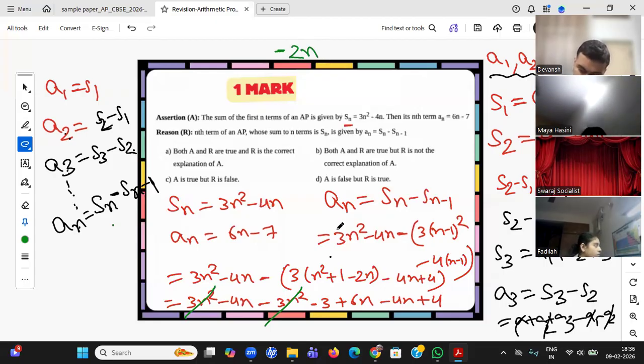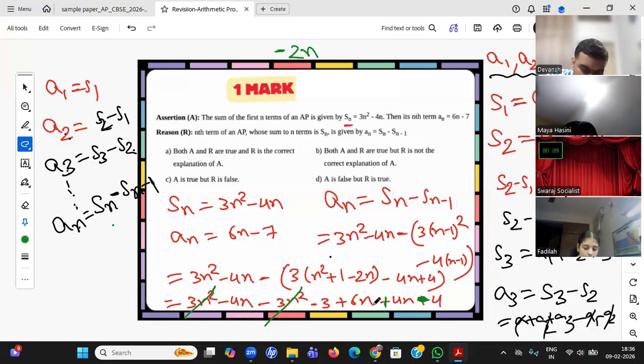Let me see, students. Something happened. 4n minus 8n. Oh, 3n square minus 3 plus 6n. There minus should be plus over there, right? Where, student? The part where the minus is outside. Very good. Yes, you are absolutely right.